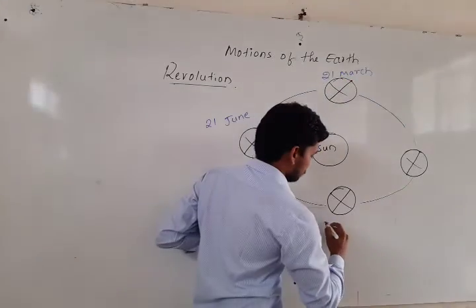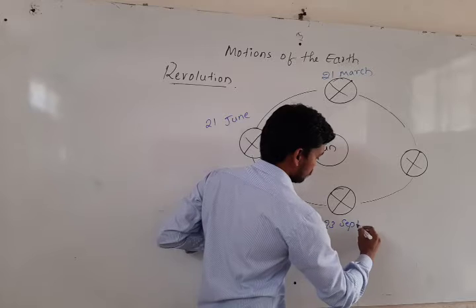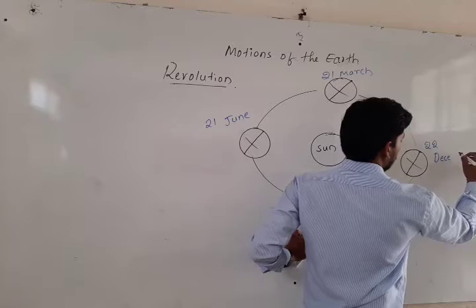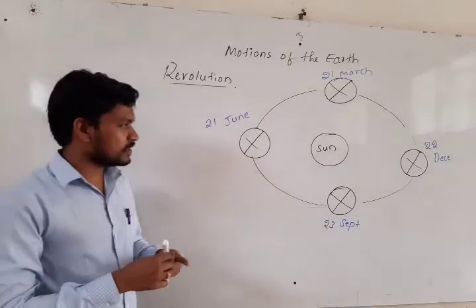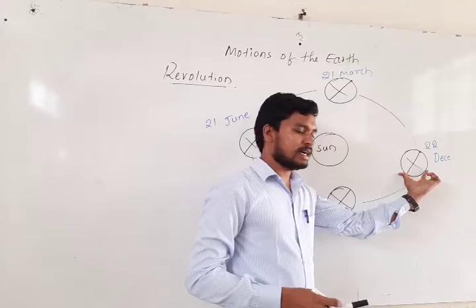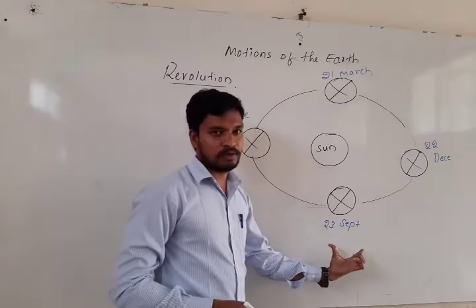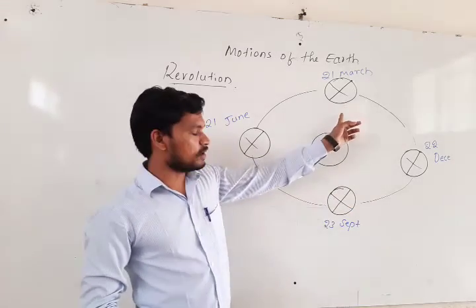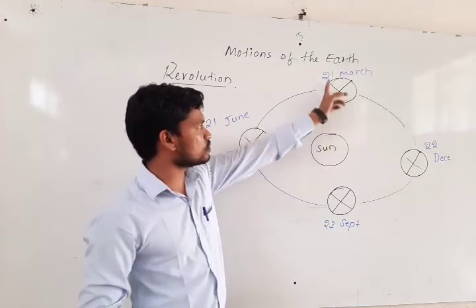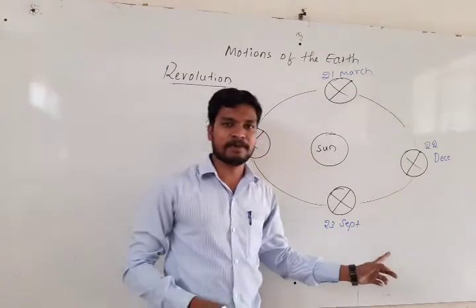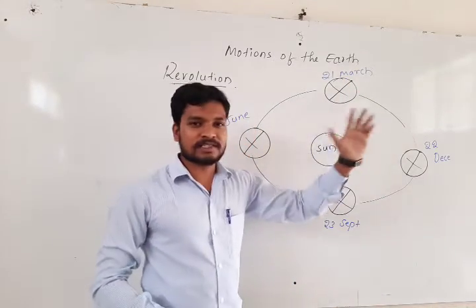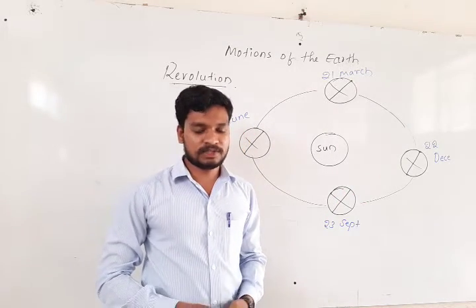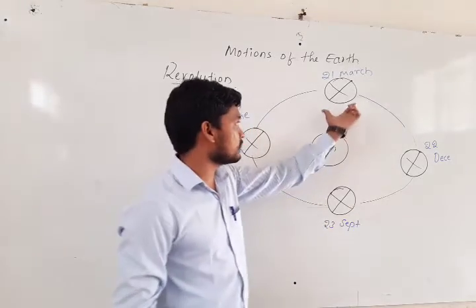Here is 23rd September, and 22nd December. On 22nd December our Earth will be there, and on 23rd September our Earth will be here. On these 2 days, 21st March and 23rd September, we experience equal day and equal night. Why do we experience equal day and equal night?